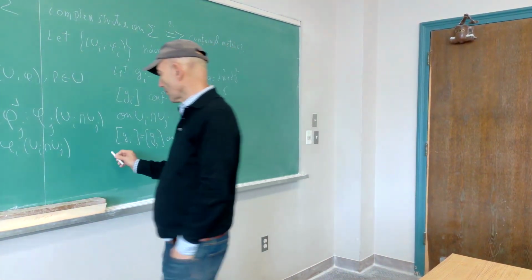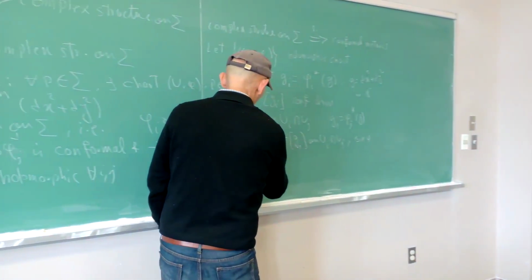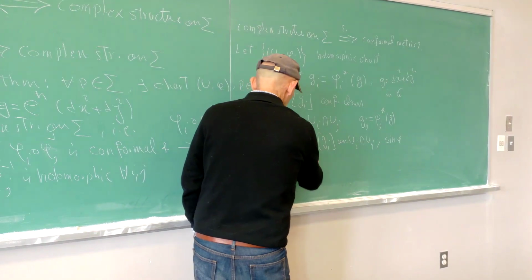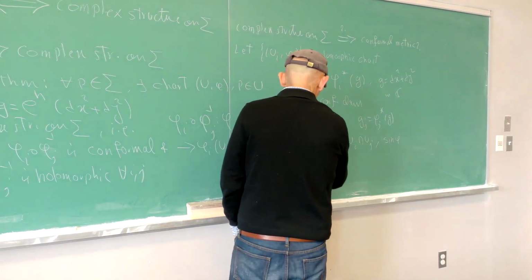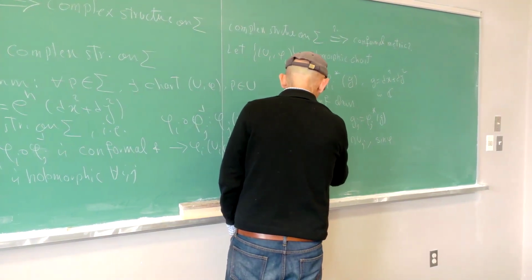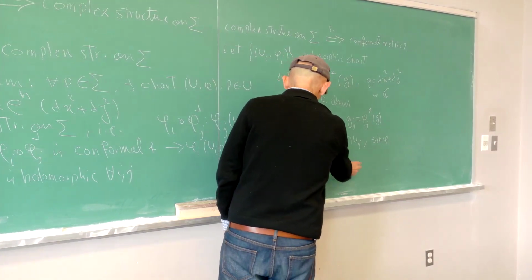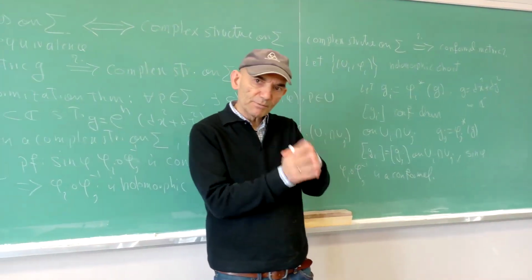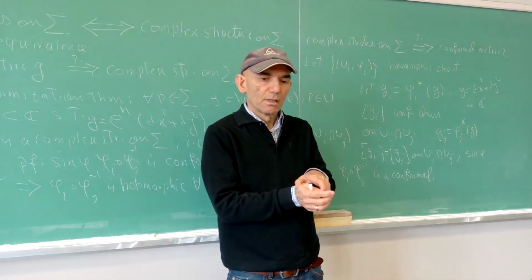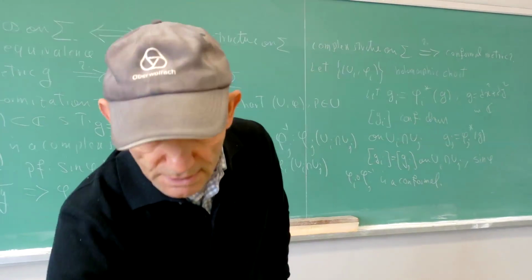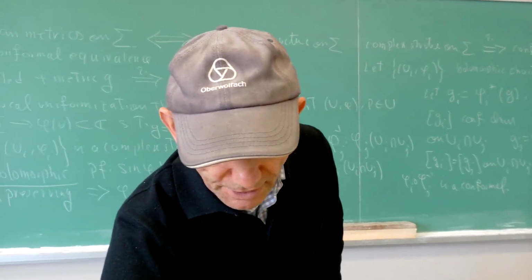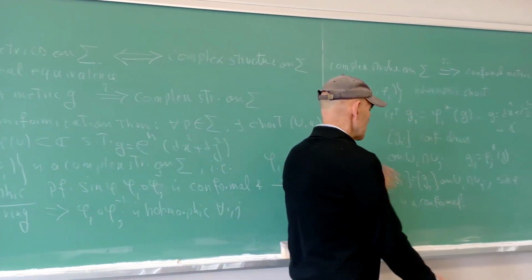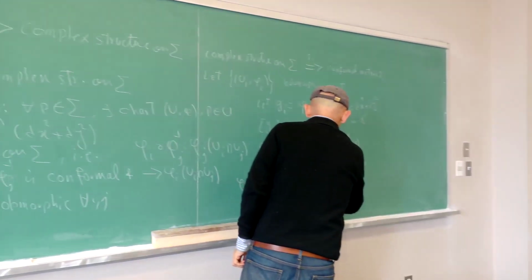is phi j composed with phi i inverse, a conformal map. And that's all. So the conformal class of the metric is defined. And it doesn't matter that we cannot define the metric exactly, but only conformally. So that's the end of all of this.